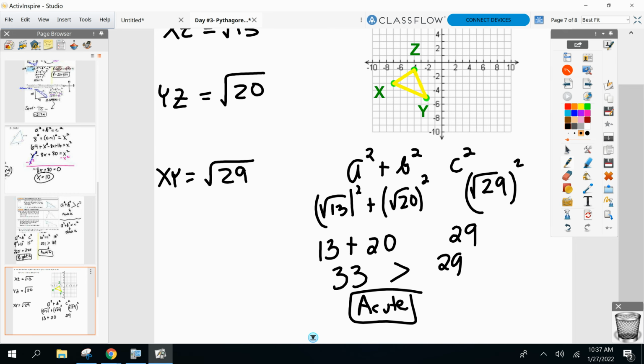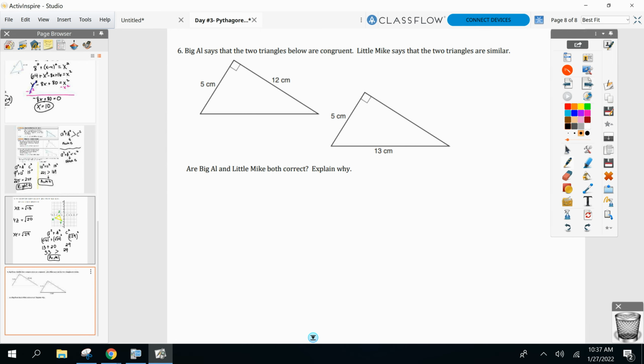I am going to leave this last one for you and your group to discuss. I have 2 right triangles. We got Big Al, who says they're congruent. His brother, Little Mike, says they're similar. Are they both correct, or is one correct, or neither? Discuss it.